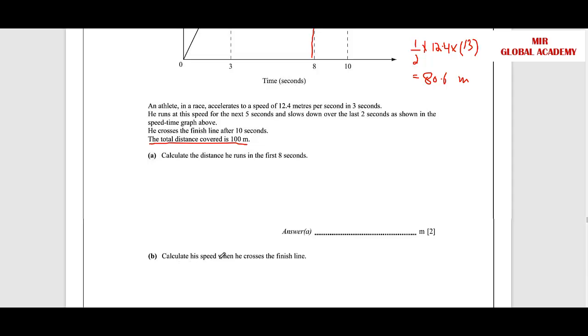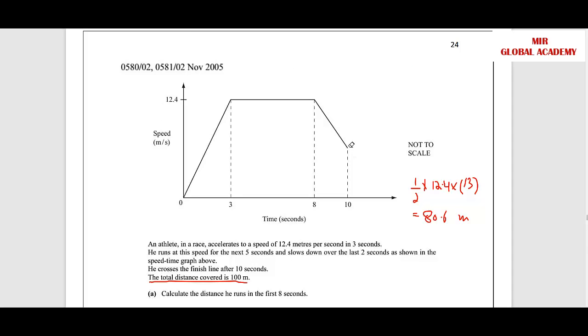Calculate his speed when he crosses the finish line. He crosses the finish line over here. And now we have to find what the speed was at this point. You may guess that it may be 6, but we are not sure. It may be 6.1, 6.2, or maybe 5.9, 5.8. So we are not sure what accurate speed it is.